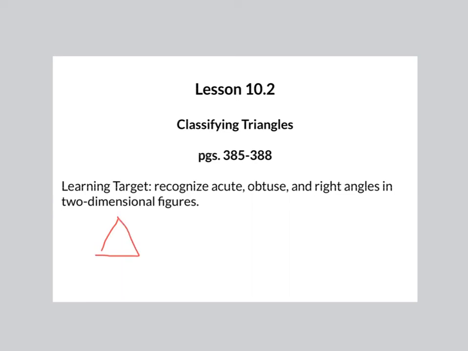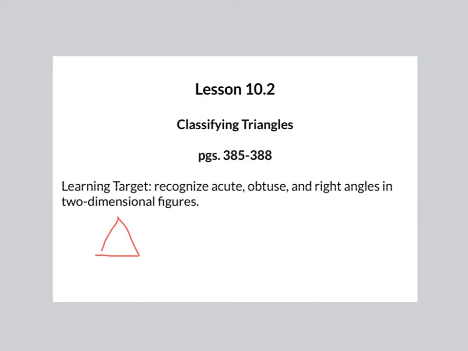So two-dimensional just means you only have length and a width. You don't have a height. So our figures, or in this case our triangles, appear flat on the page. They're not popping off. Whereas a three-dimensional figure would be like a cube, where you have a length, a width, and a height.